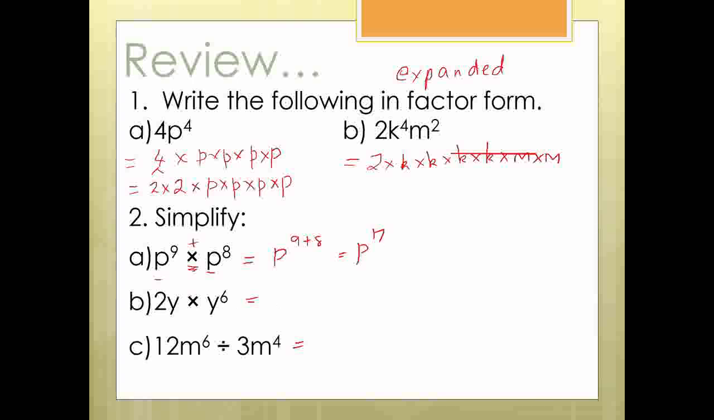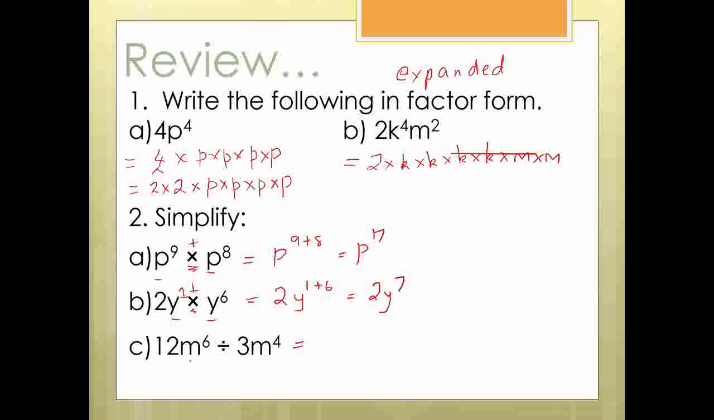For the second one, we've got 2y times y to the power of 6. Now again, the bases are the same and we're multiplying, and so we add our powers together. This one's got a little trick in it because there should be a power of 1 there, but we haven't written it in. Now that 2 that sits out the front, we just rewrite it out the front like that. And we're going to add now 1 plus 6. So the answer for that one is 2y to the power of 7.